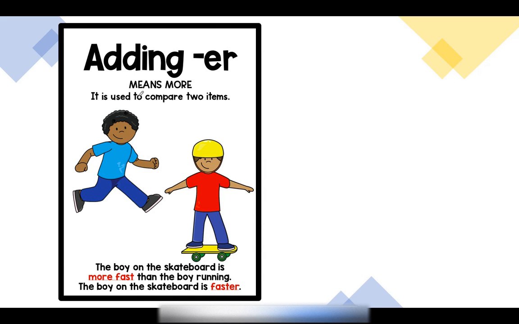So adding ER means you're trying to show something is more than something else. It's used when we're comparing two things, two nouns. So looking at this picture here, I have a boy running and a boy on a skateboard. We all know that the boy on the skateboard is going to be more fast than the boy running. So in order to say that in a complete sentence, I would say, the boy on the skateboard is faster, adding ER to the end of our adjective fast to compare those two boys.